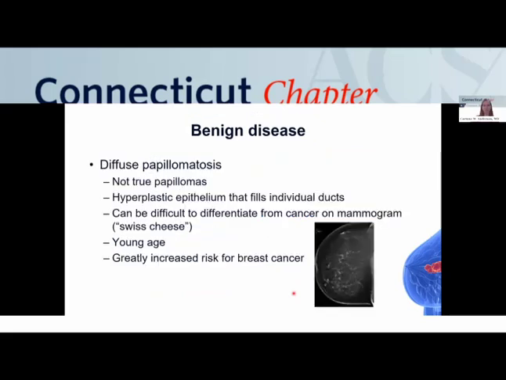Finally, for benign disease, diffuse papillomatosis. These are not true papillomas. These are hyperplastic epithelium filling individual ducts. On a mammogram, it can be really hard to tell these from cancer, and that's made harder by the fact that usually there are innumerable lesions and you can't perform 20 core needle biopsies. So in general, you biopsy the largest or most suspicious, and sometimes you do a few biopsies. Unfortunately, these tend to occur in younger women, and they do ultimately have a greatly increased risk for breast cancer as well. So the management can be very tricky.